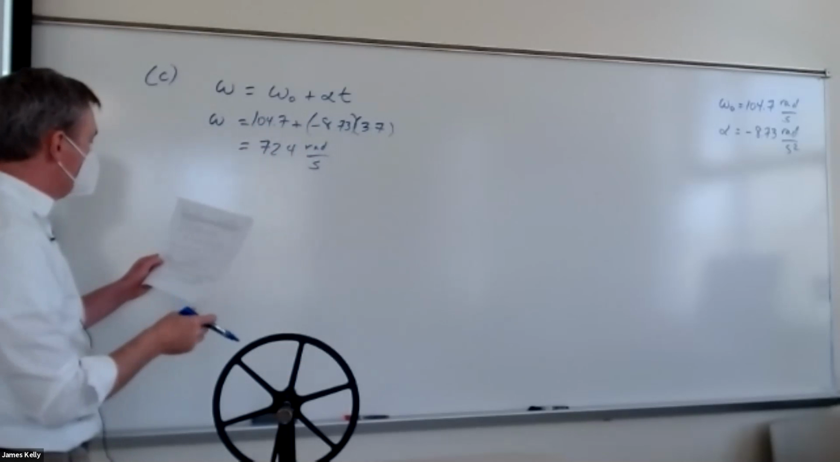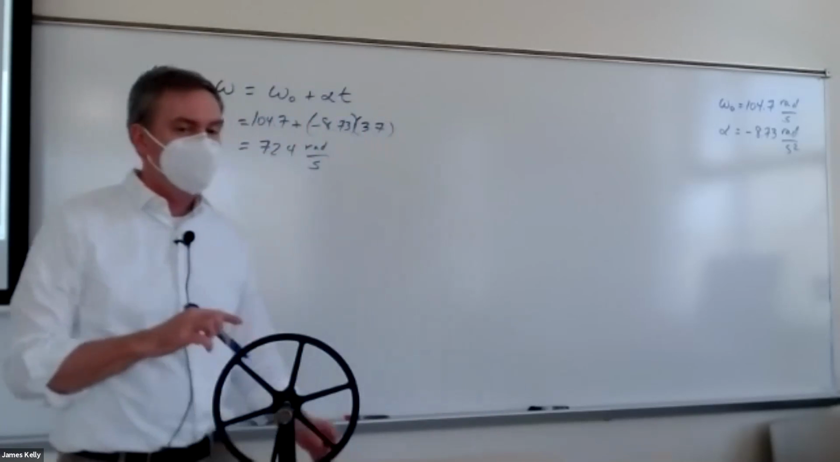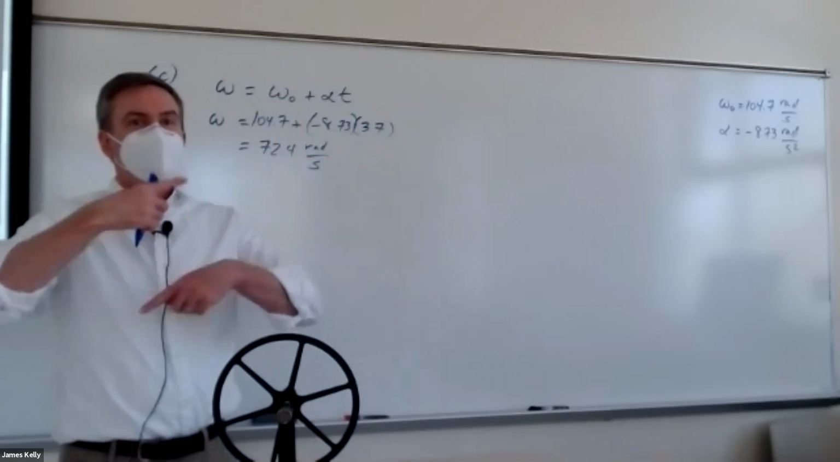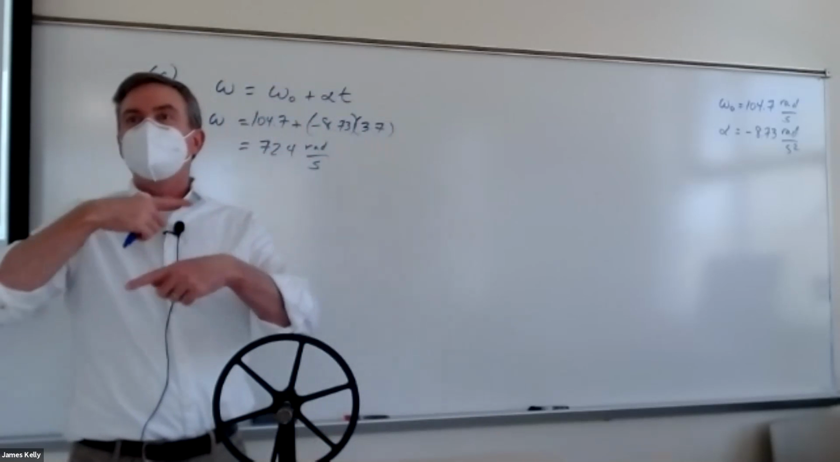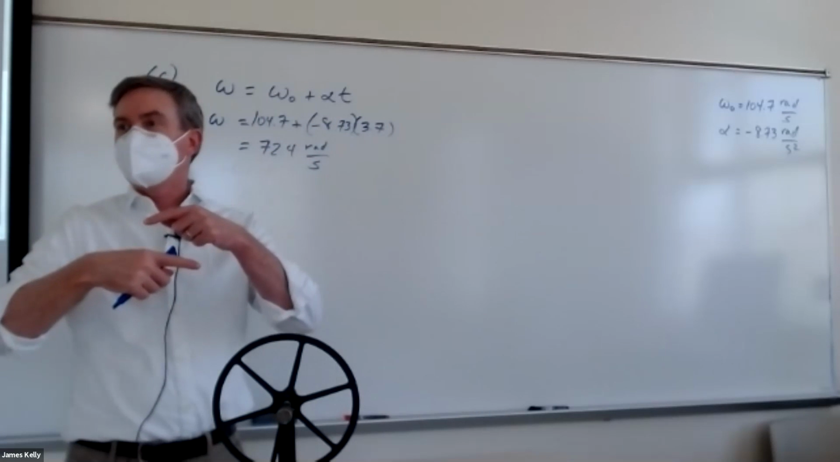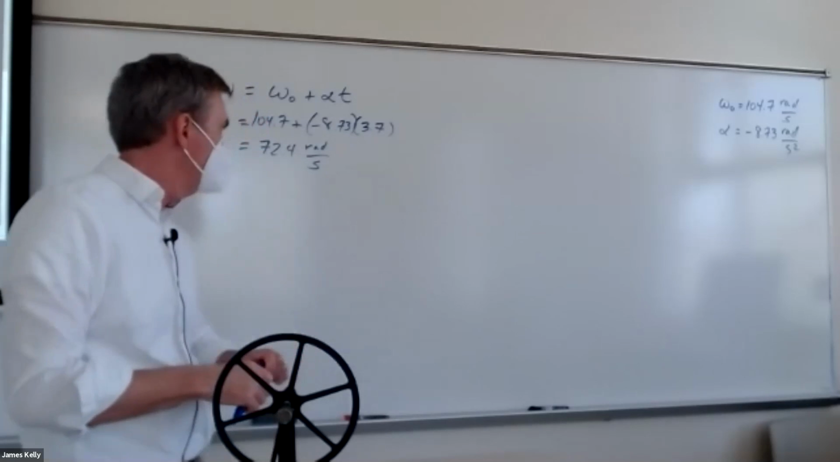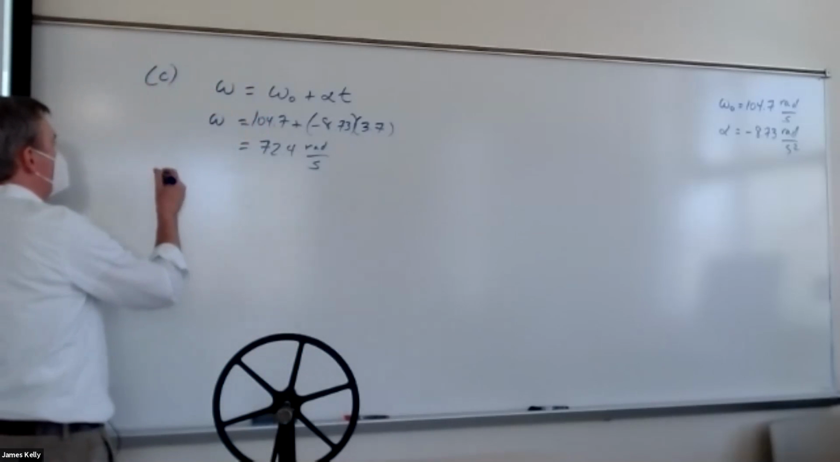D, how many revolutions does the wheel turn through from time t equals 0 until stopping? So it starts out going really fast. It's turning through so many revolutions, and there's a definite number of revolutions by the time it comes to rest. How many complete turns does it go through on the way to rest? Who has an idea for how we might approach that one?